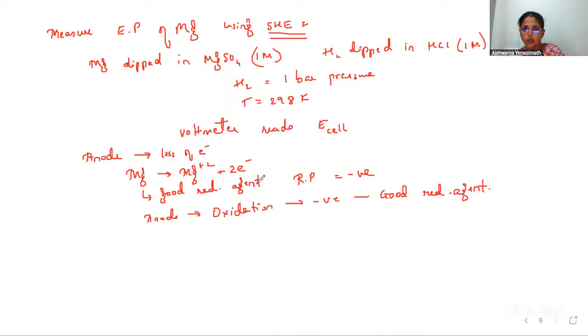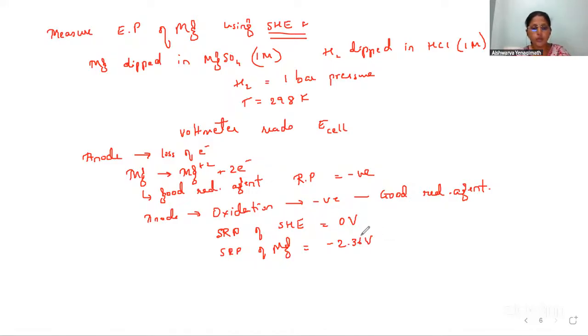We have to measure the half cell. How will you do that? Which one will you consider as cathode or anode? Fine. Here we move one step ahead. We have hydrogen and magnesium. In the case of SHE, what is the SRP of SHE? By convention, the SRP of SHE is taken to be 0 volt. Now, the SRP of magnesium from the table is minus 2.36.